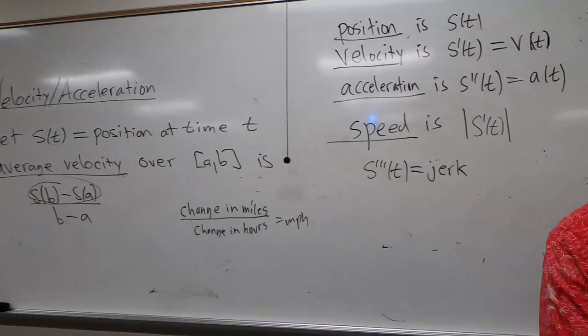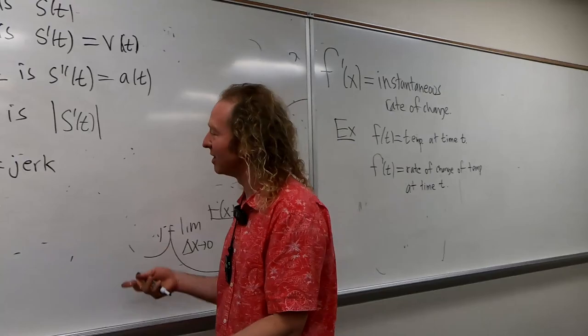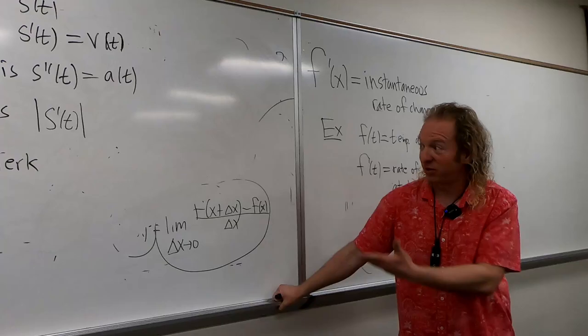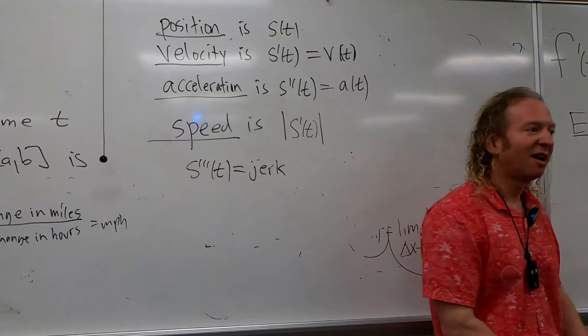I think of the people who make rockets. Those are the people who use this stuff, right? I'm guessing. So, rocket science. People say, well, it's not rocket science. No, it actually is. Those are the people who work with this stuff, like jerk. So snap, crackle, pop will be the fourth, fifth, and sixth derivative. We won't even see jerk in this class. It's not even going to come up, so don't worry about jerk.